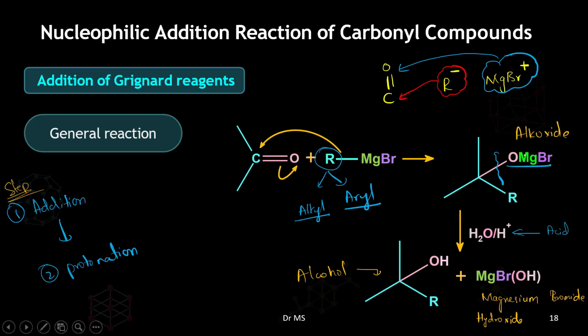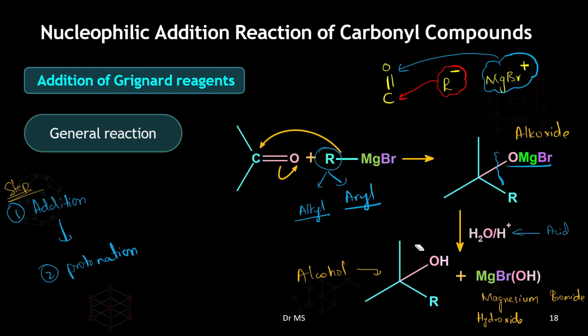Now this alkoxide intermediate will undergo protonation in the presence of water and the acid. So the bond breakage will happen between the O and the MgBr, and the hydrogen will attach here. The MgBrOH will be removed like a byproduct, which is magnesium bromide hydroxide. So if you see here, the reaction has started with the aldehyde or ketone and resulted in formation of an alcohol. And what kind of alcohol is this? It could be a tertiary alcohol or a secondary alcohol.